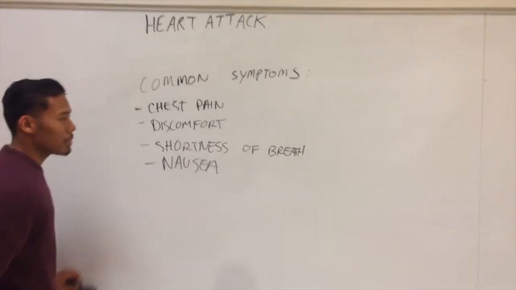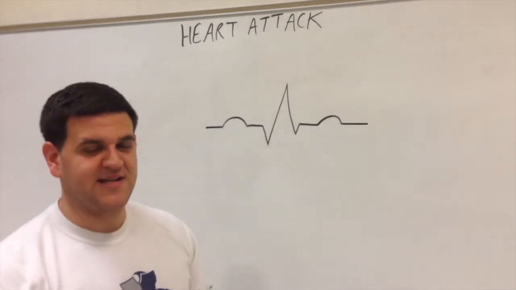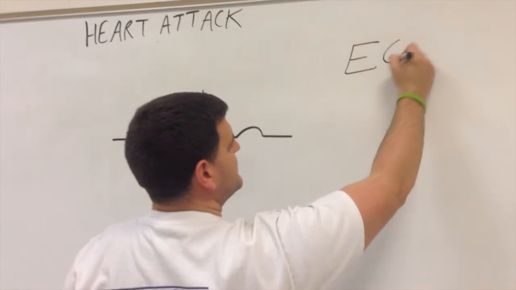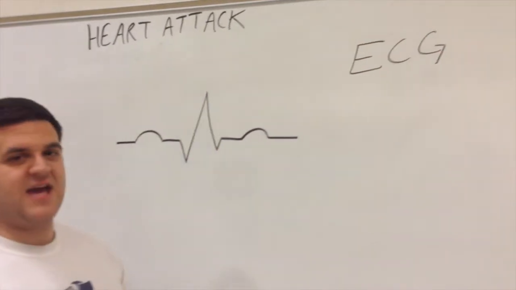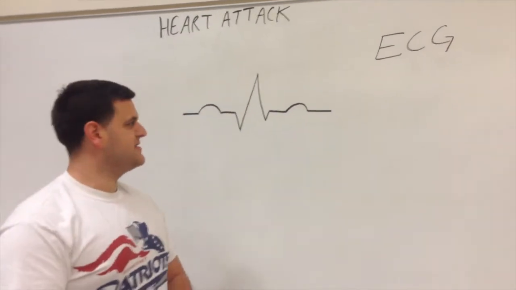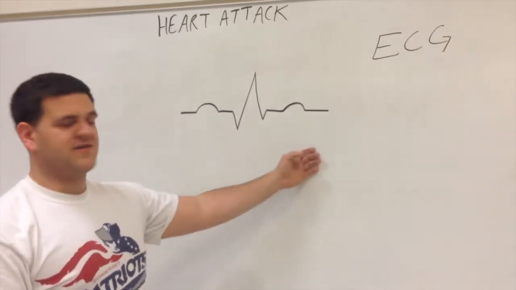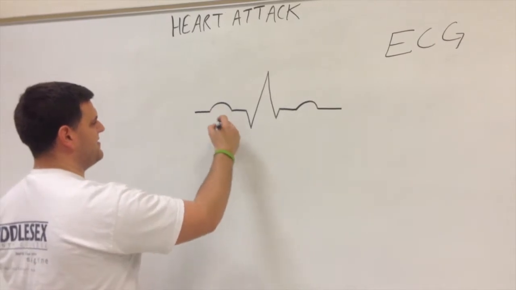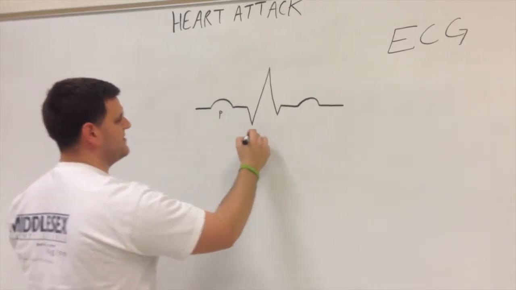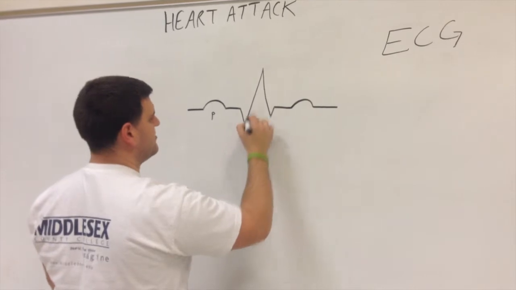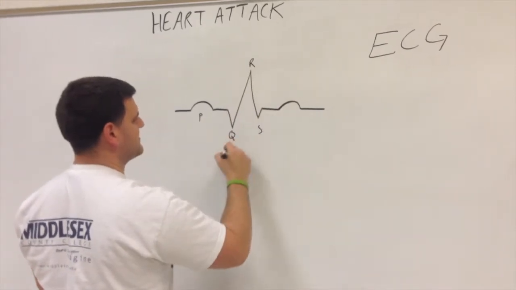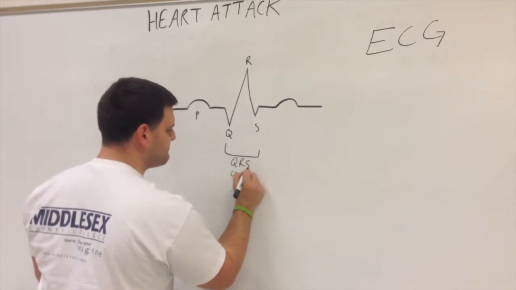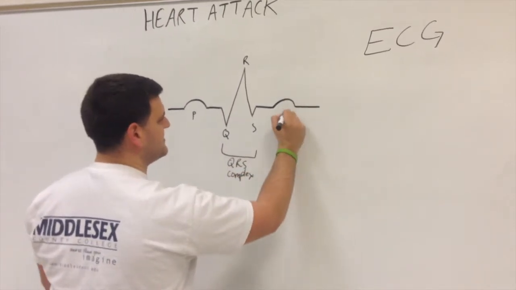These are common symptoms. One of the most common ways to diagnose a heart attack is with an electrocardiogram, ECG, sometimes EKG. And this is a normal strip of the electrocardiogram, and we can break this down. This is a P wave, this is the QRS complex, put that down here, QRS complex, and this is the T wave.